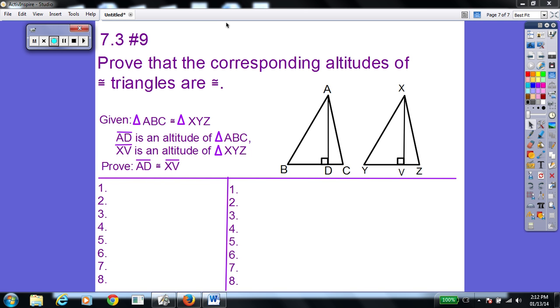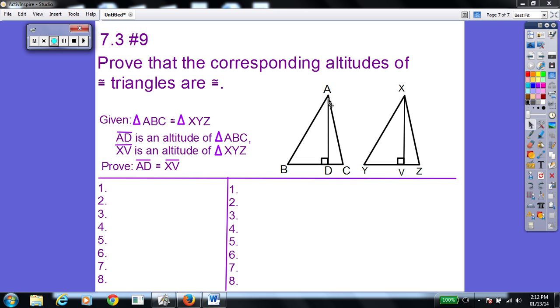So when we go to translate that into a given and a prove, we're proving that altitudes are congruent, and corresponding meaning they're in the same position of our congruent triangles. So we're given some congruent triangles, we're given some altitudes that are corresponding, and what we're trying to do is prove that those altitudes are congruent.